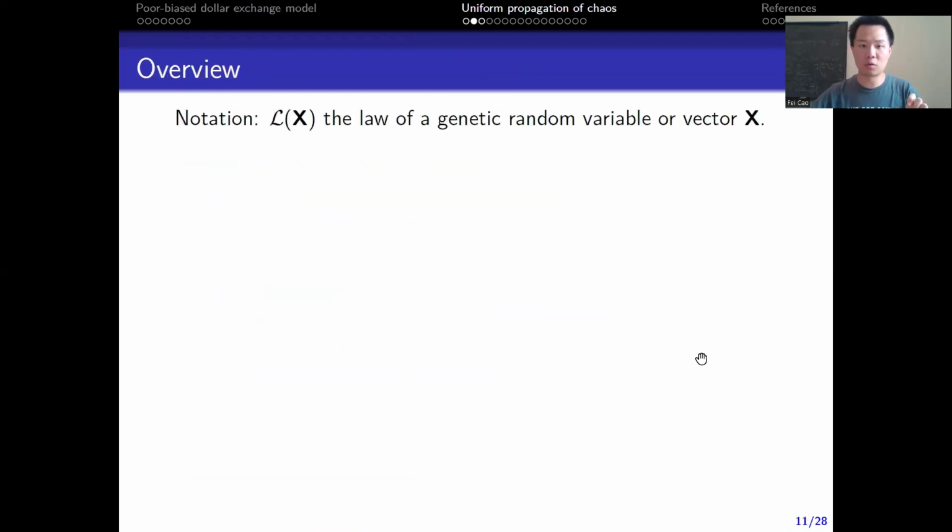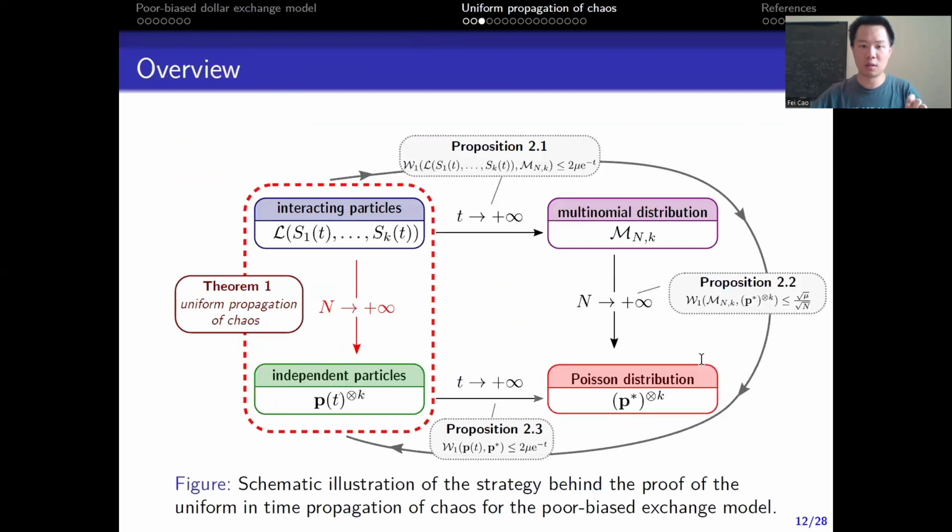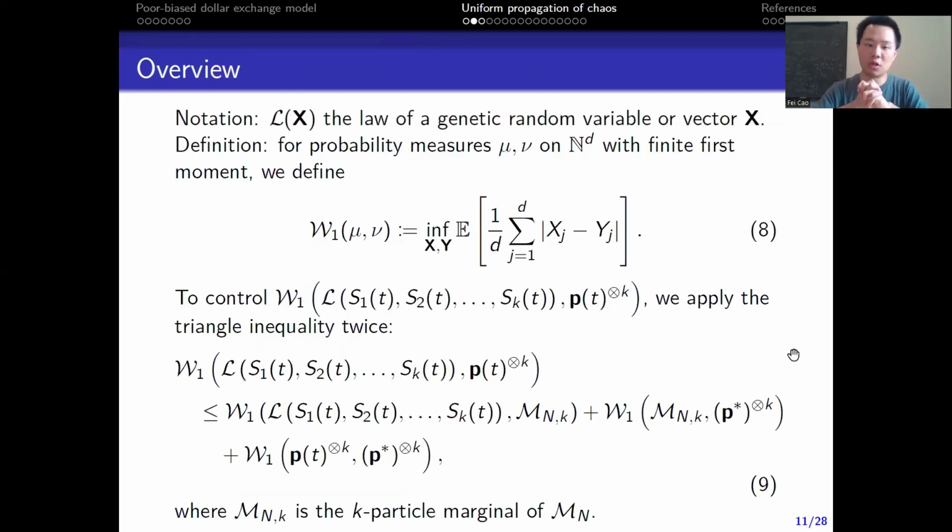Okay, now our strategy is this. Let's first introduce some notation. We call W1 the Wasserstein distance of order 1 between two laws supported on non-negative integers raised to power d. We're going to control the Wasserstein distance between the k-particle marginal of the n-particle, n-agent system and the tensorized law of the solution to the mean field system. And we use the triangle inequality twice.